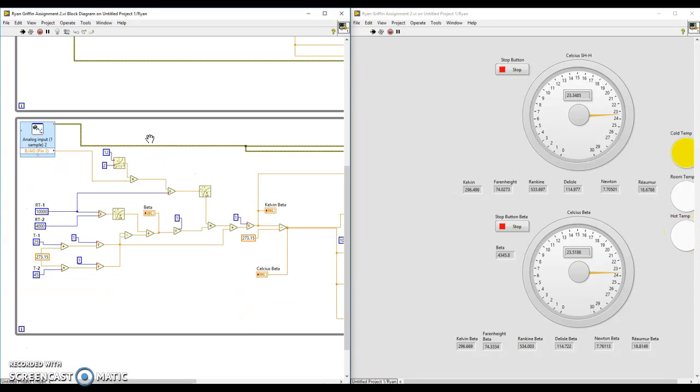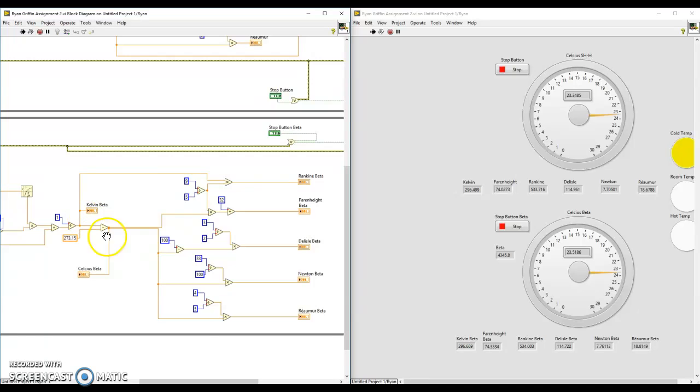Right, moving on to the second part. This is the beta formula. Here are the required calculations. Again, through a series of math functions, it provides the temperature in Kelvin. Again, minus 273.15 gives you Celsius, and again using the same logic gates and calculations and math functions as above provides you with the other different SI units.